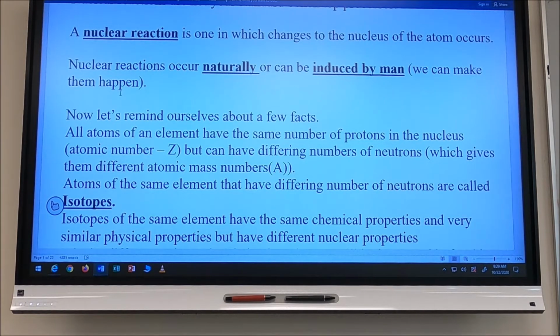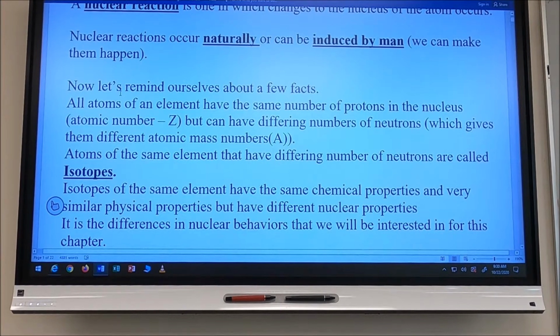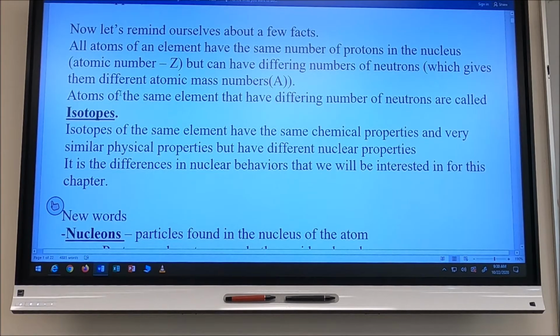Okay? Isotopes of the same element have the same chemical properties, but they have slight differences in their physical properties, like they're going to have different atomic masses. Okay? We call them isotopic masses. And their nuclei, the nucleus of the atom, is going to behave slightly differently. And that's what we're going to be looking at in this chapter. The differences in the behavior of their nuclei.